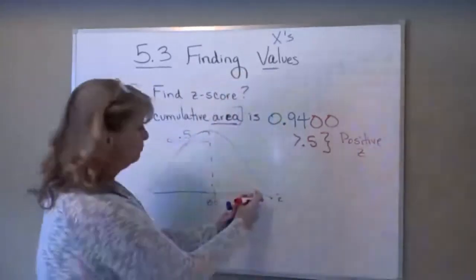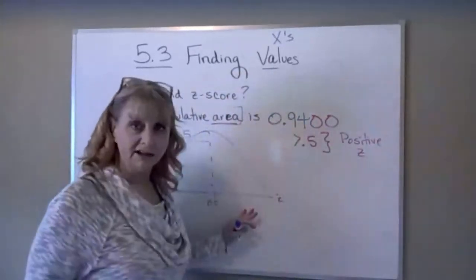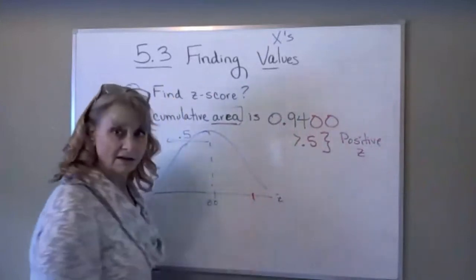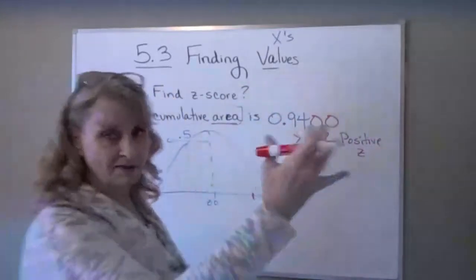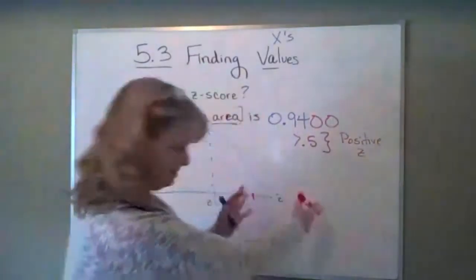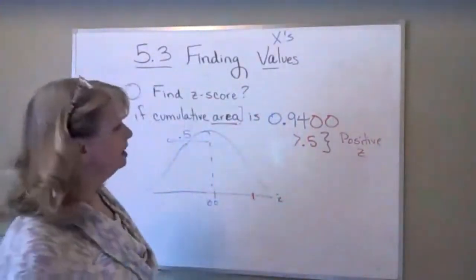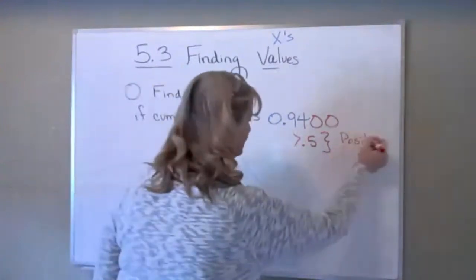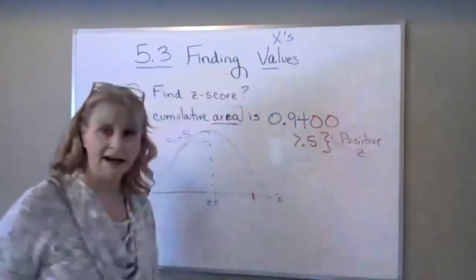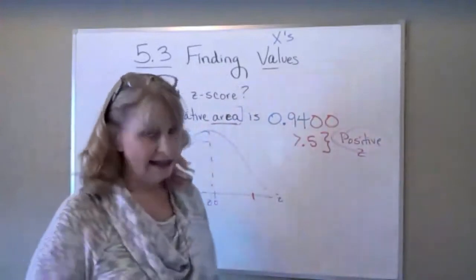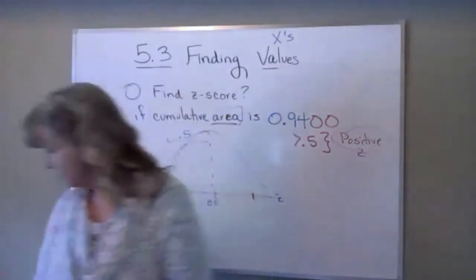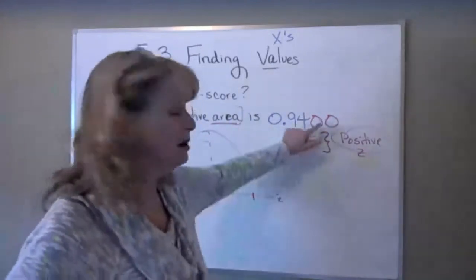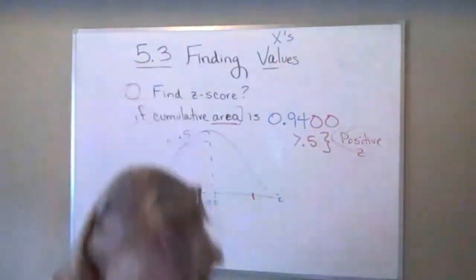That means it's going to be over here. Notice that that area is close to 1. I bet this z is way down here because it has 94% of the area to the left. It's almost at the very end. So it's definitely going to be positive because the area to the left is more than a half. Let's see if we can find 0.9400 in the body of our table.